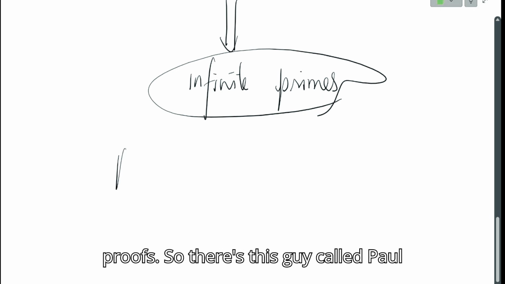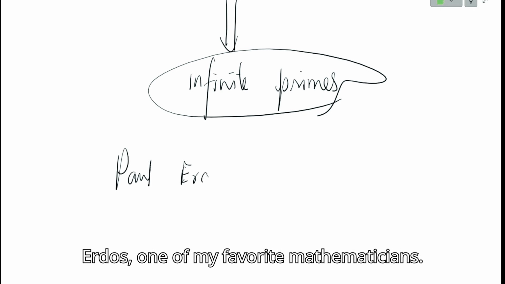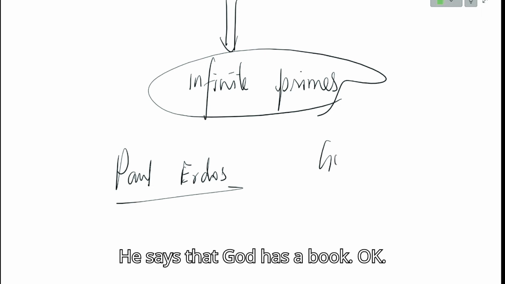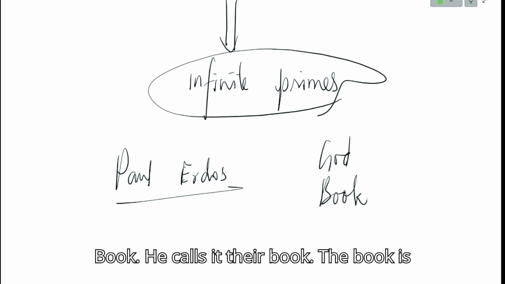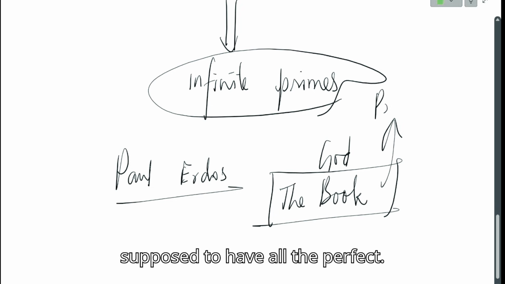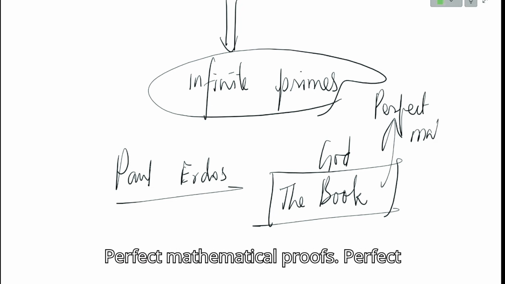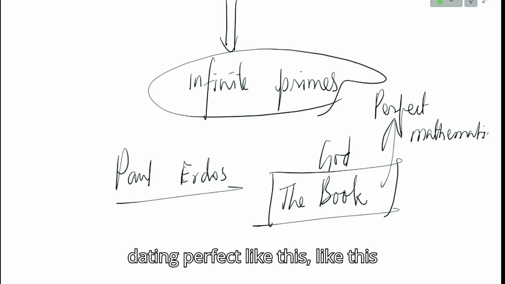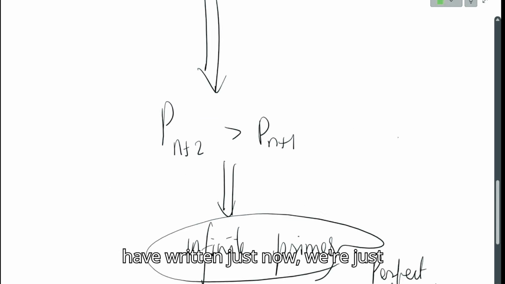So there is this guy called Paul Erdos, one of my favorite mathematicians. He says that God has a book. Okay, book. He calls it the book. The book is supposed to have all the perfect mathematical proofs. Perfect as in perfect like this, simple. Whatever mathematical proof we have written just now.